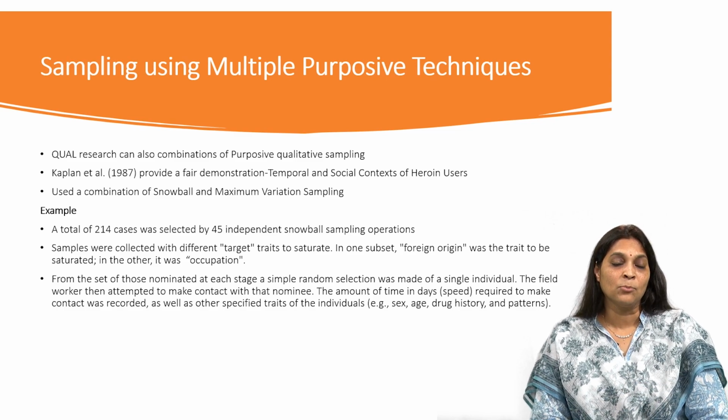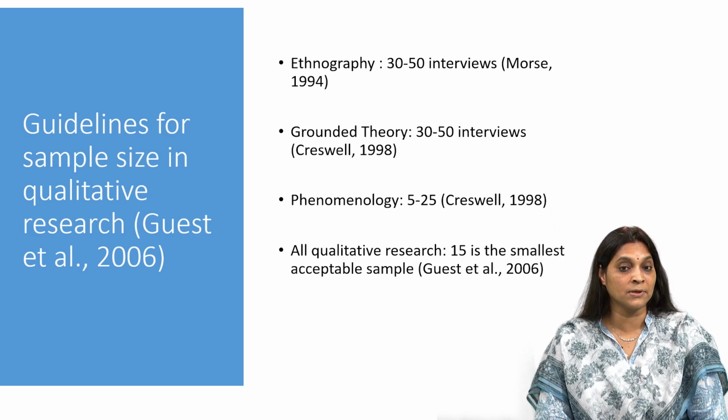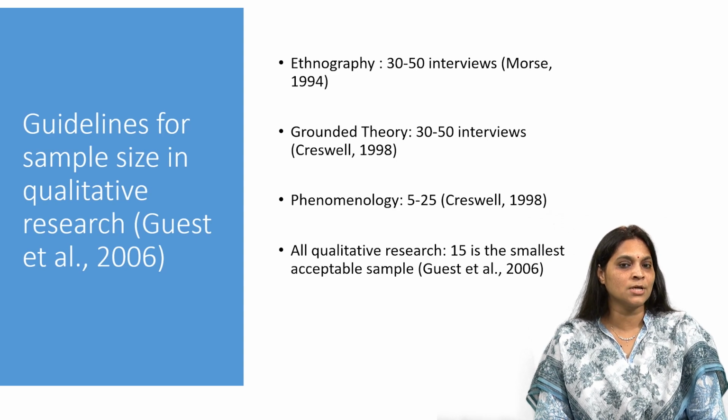So, now moving ahead, what are the guidelines for sample size in qualitative research? Because this is a very common question which is asked by students. So, commonly, these are not prescribed guidelines, but this is something that a researcher can go by. So, you can conduct 30 to 50 interviews if you are looking at a method of qualitative data analysis called ethnography. For grounded theory, on an average we collect 30 to 50 interviews to saturate data. For phenomenology, it can be 5 to 25, and in all qualitative research, 15 is the smallest accepted sample.